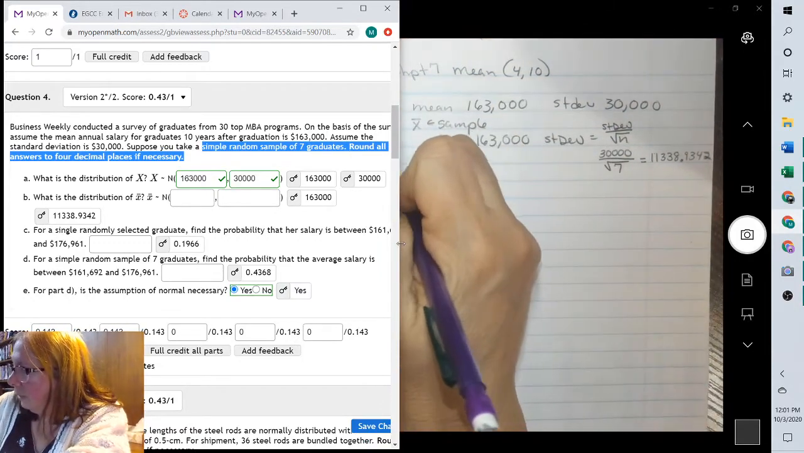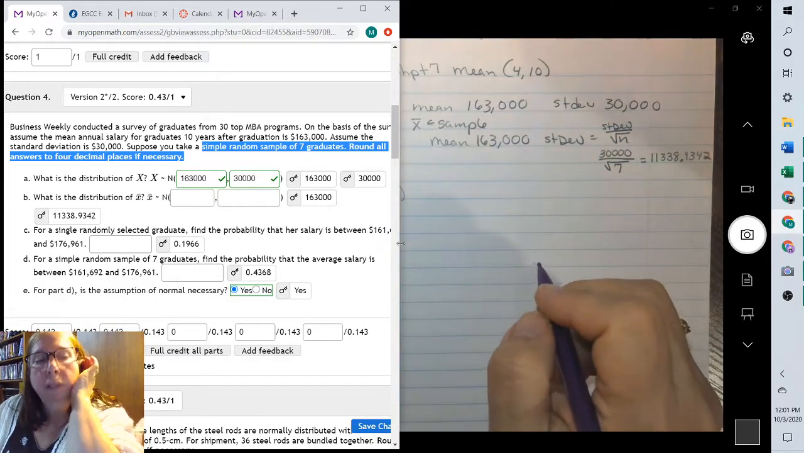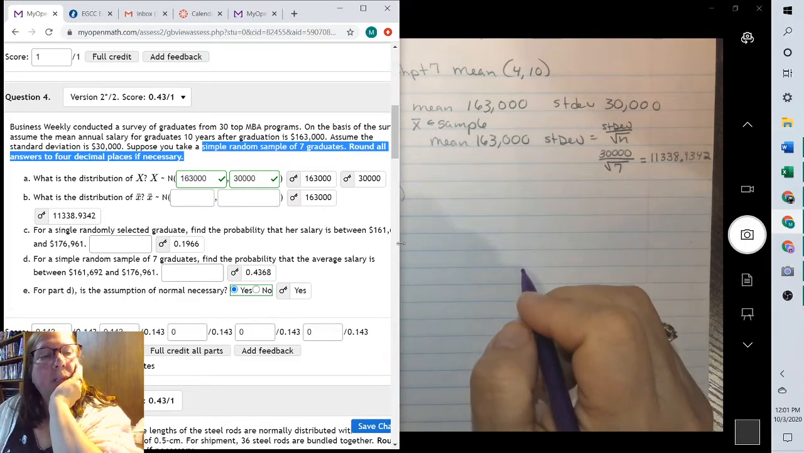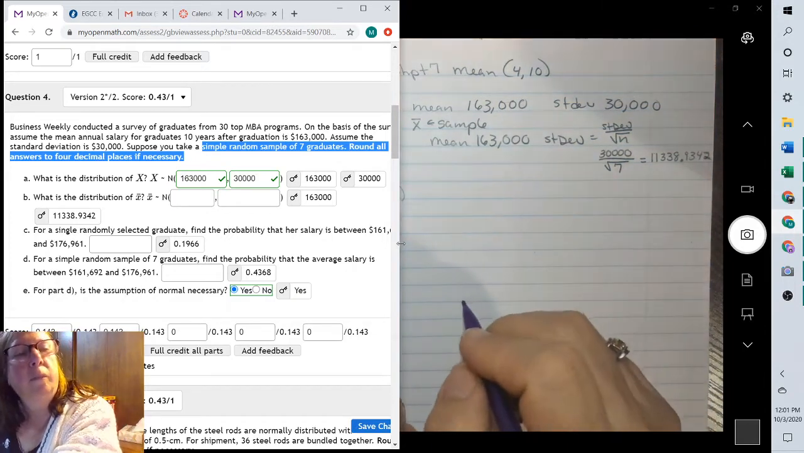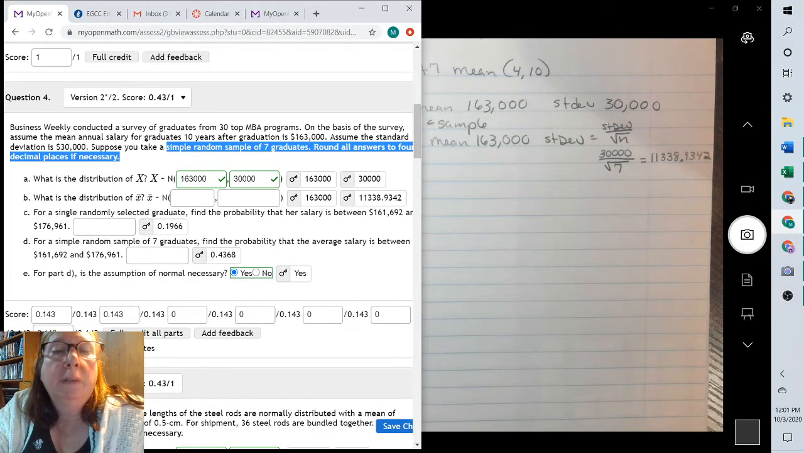For part C, C says for a single random sample, find the probability that the salary is between 161,000 and some 1,706,000. So they want them between those two values, this one and this one. But it doesn't say a sample. Notice the second one says a sample of 7. So this one doesn't say the sample. It's using the mean and standard deviation from part A.